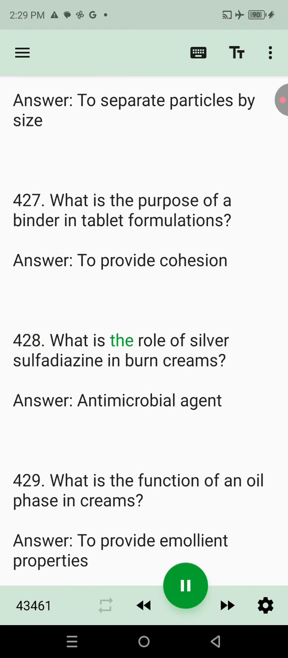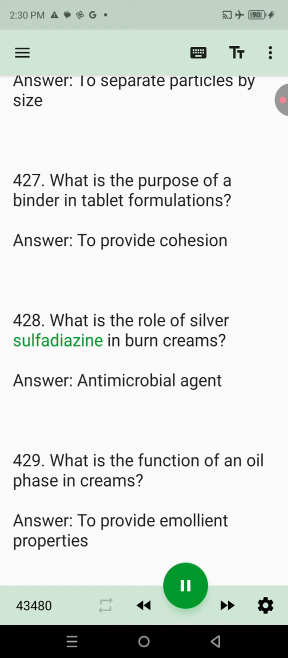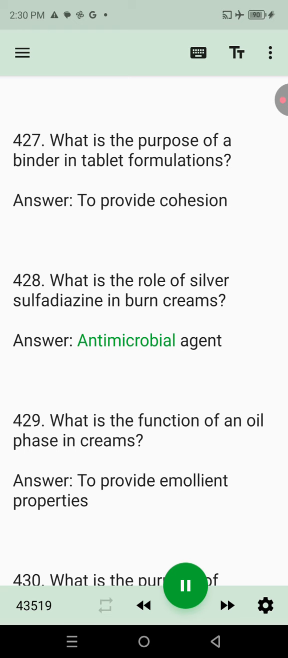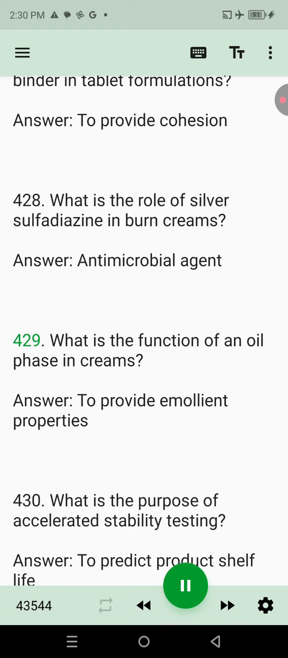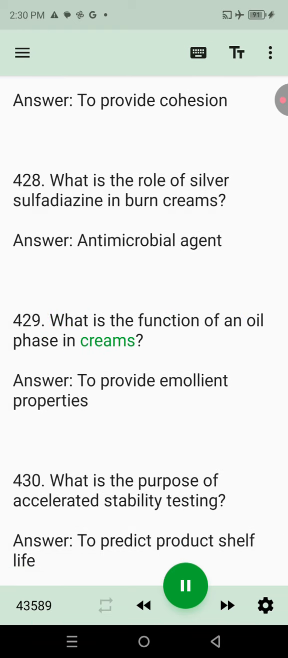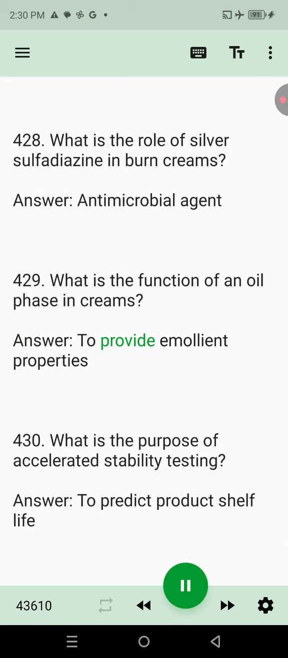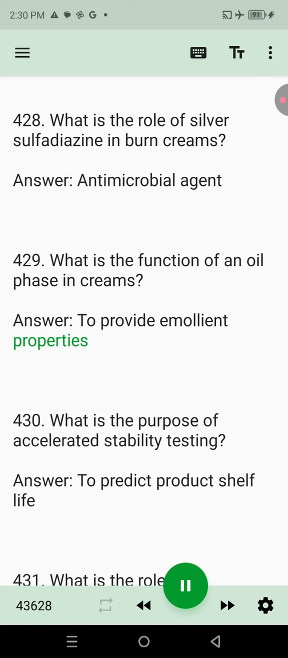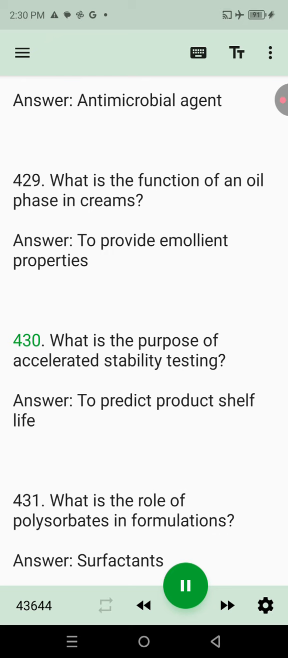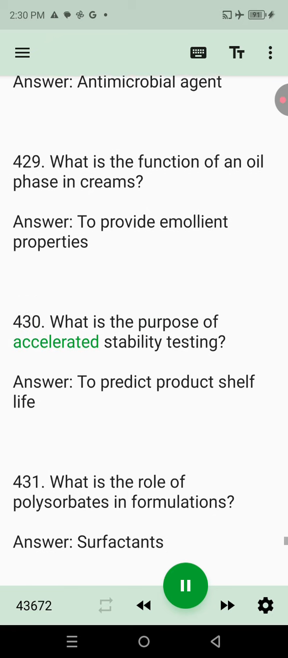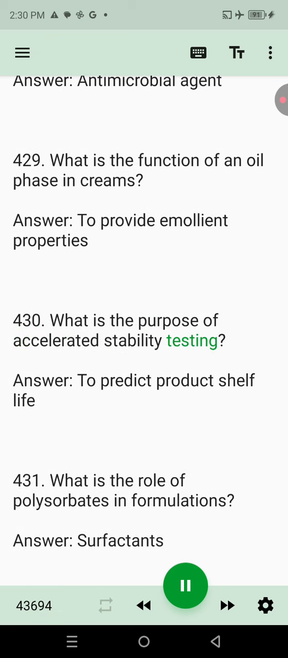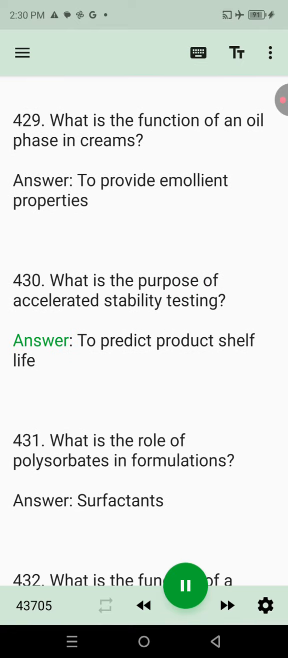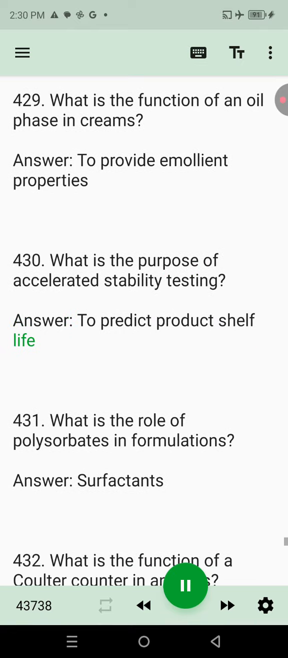428. What is the role of silver sulfadiazine in burn creams? Answer: antimicrobial agent. 429. What is the function of an oil phase in creams? Answer: to provide emollient properties. 430. What is the purpose of accelerated stability testing? Answer: to predict product shelf life.